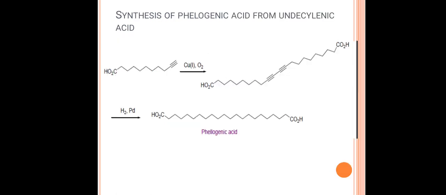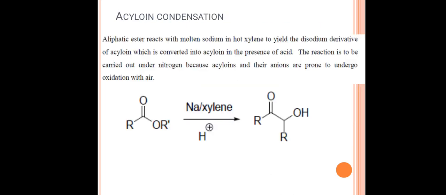Here is the synthesis of phenolgenic acid from the undesalinic acid, a reaction performed in the presence of copper(I), and there is a formation of phenolgenic acid.